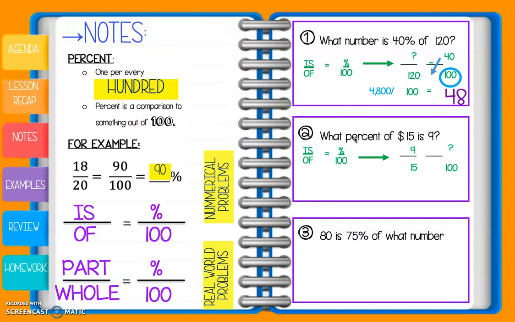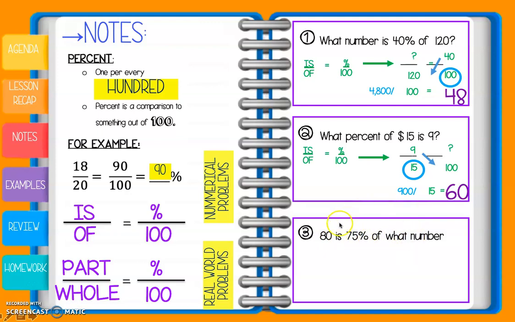Now we have a proportion that is set up for us to solve. All we have to do is cross multiply and divide. We cross multiply 9 times 100 to get 900, and we divide out the remaining 15. When we do that, we get our answer is 60. So it's 60%. 9 out of 15 is 60%. All right, let's take a look at number 3. Number 3 says, 80 is 75% of what number?